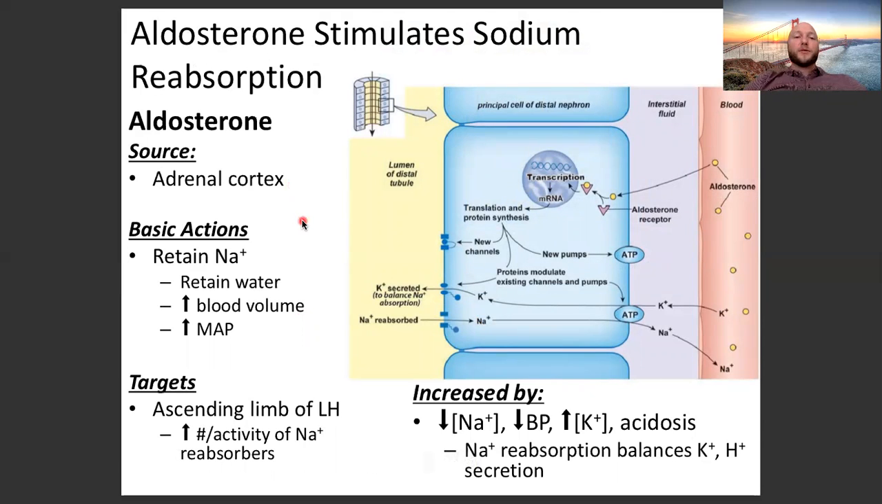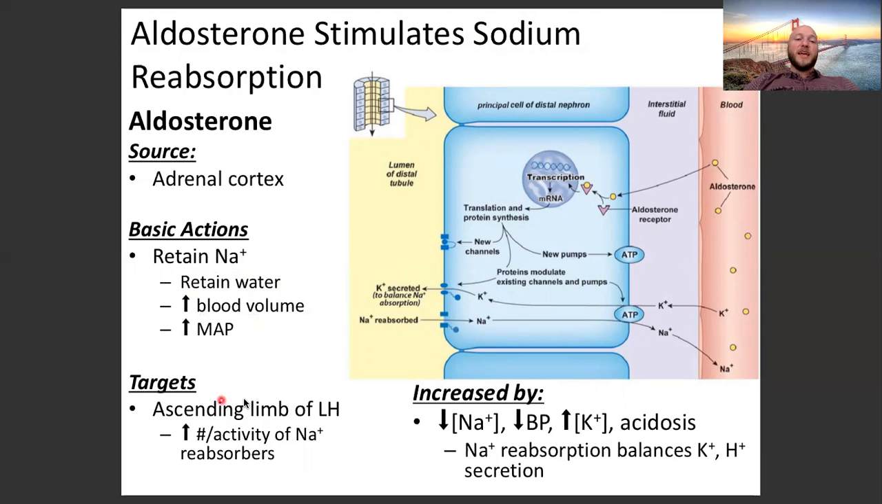Aldosterone is our next hormone. Aldosterone stimulates sodium reabsorption. So where does aldosterone come from? It comes from the adrenal cortex. Basic action: it helps retain sodium. And what happens when more sodium is brought from the lumen of our tubule system back into our bodies? More sodium is brought back in, and water follows. So it helps maintain water levels, which helps maintain blood volume and MAP.